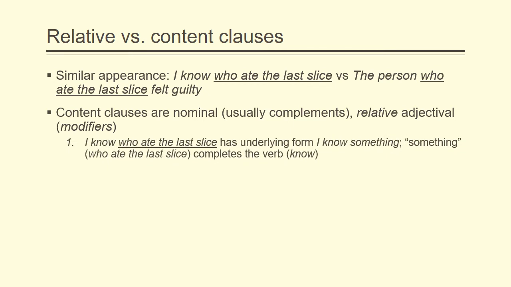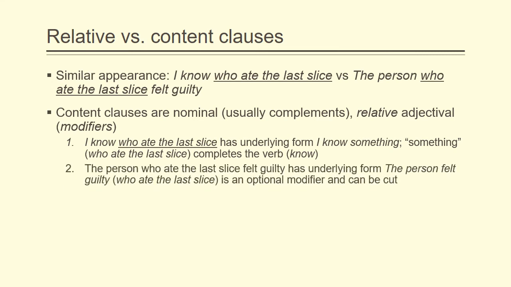Keeping that in mind, if we look at the sentence "I know who ate the last slice," then we can see that this has the underlying form "I know something." And something, namely, who ate the last slice, completes the meaning of the verb "to know." In "The person who ate the last slice felt guilty," we have the underlying form "The person felt guilty." And in that case, "who ate the last slice" is an optional modifier and can be cut.